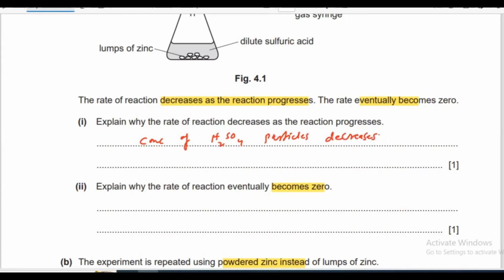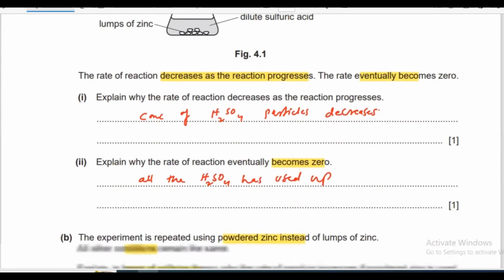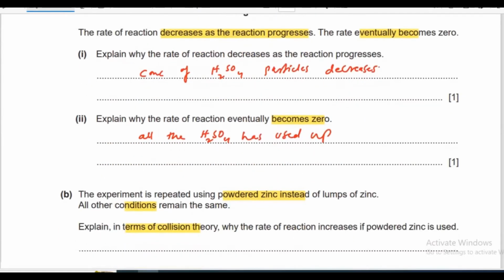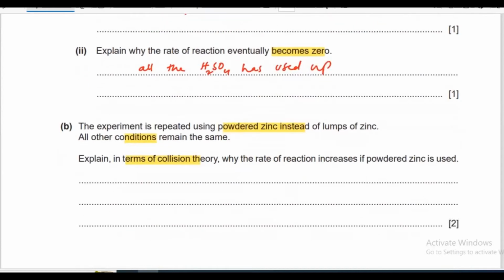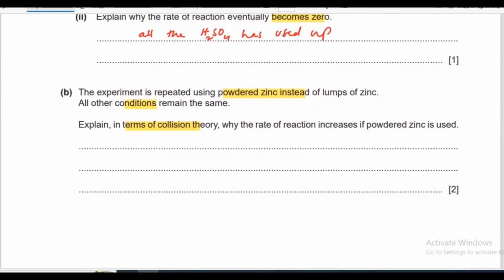Explain why the rate of the reaction eventually becomes zero. A time will come when there is no more sulfuric acid. So at that time, the reaction stops. When all the sulfuric acid has been used up, there must be no reaction, and ultimately the rate of the reaction eventually becomes zero.